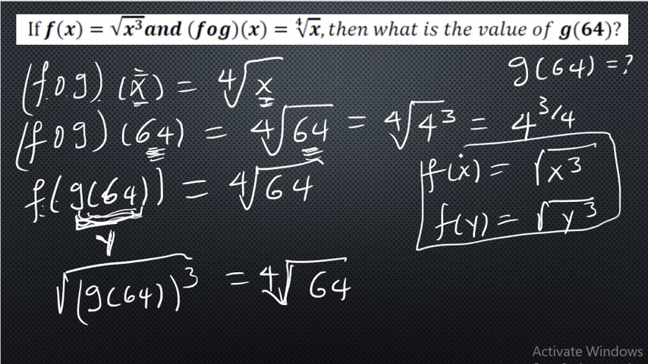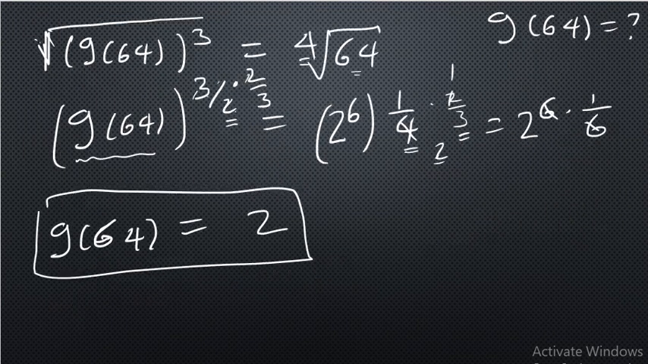As you see here, f of x means the square root of x cubed. If it is y, it will be the square root of y cubed. If it is z, it will be the square root of z cubed. We can consider this g of 64 as y, and then we replace it in the square root, then we cube it. The right side, nothing changed. And then we go to the next page.